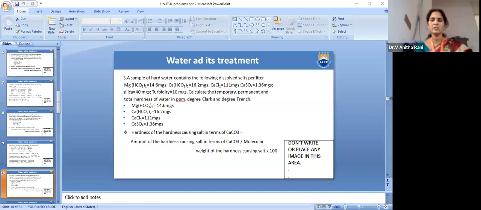Okay, students, we'll do next problem also. We'll continue. So copy this problem. 4 problems are there from hardness, 3 problems from EDTA method. So everybody, take this problem: calculate temporary and permanent hardness of water sample. Copy this, everybody. Last problem in hardness.